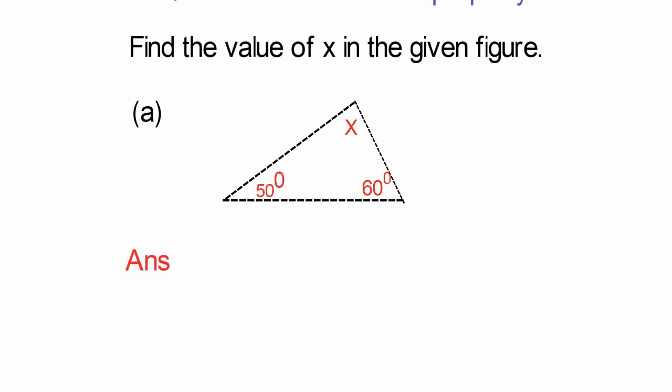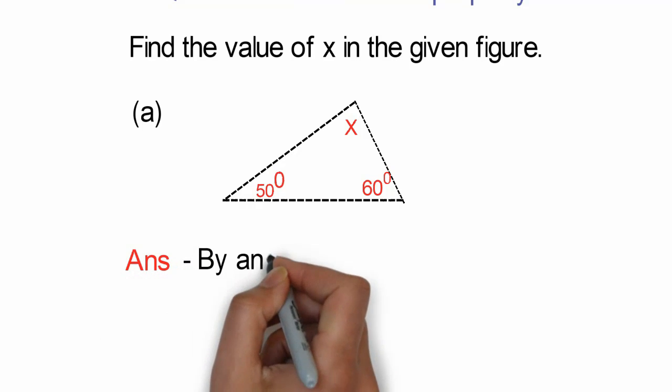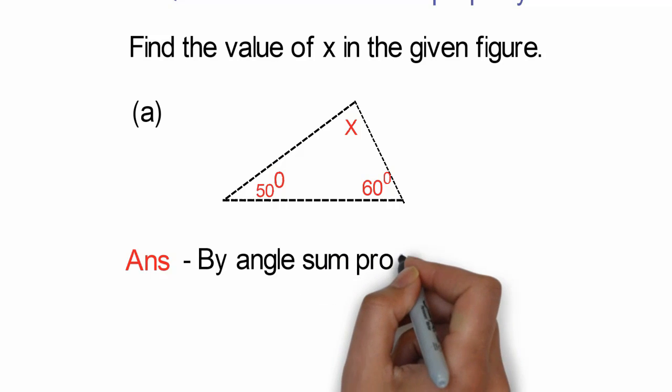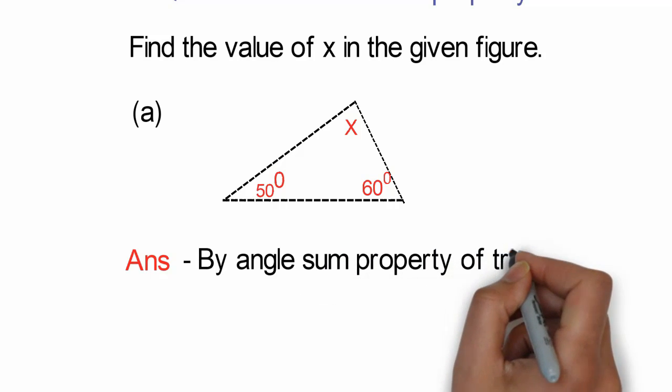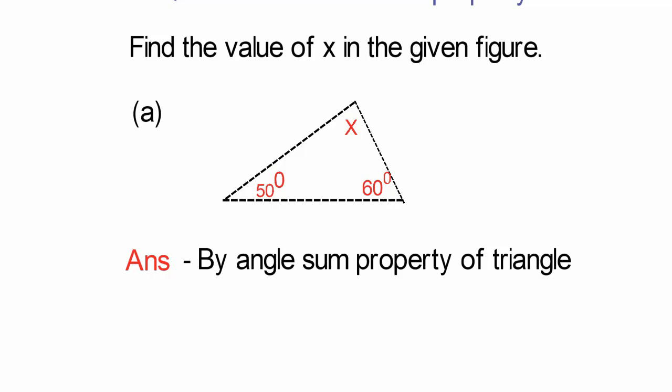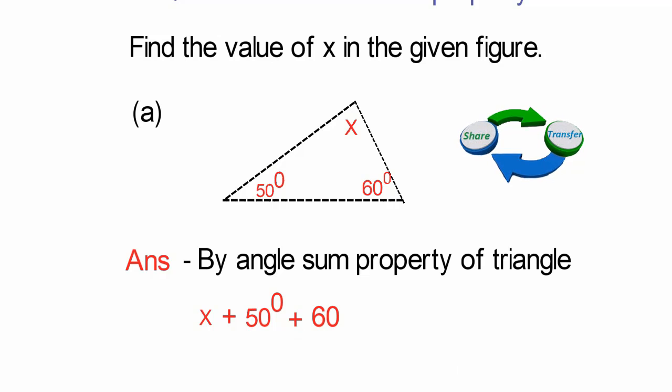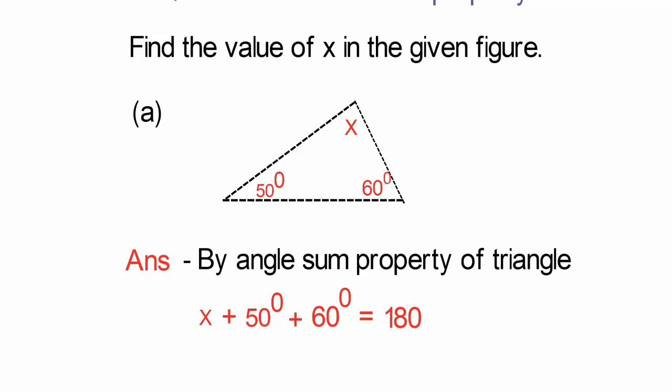So we are going to use the angle sum property of a triangle. We have to add all the angles, x plus 50 degrees plus 60 degrees, and their sum is equal to 180 degrees according to the property. Now here we have to do the calculation.